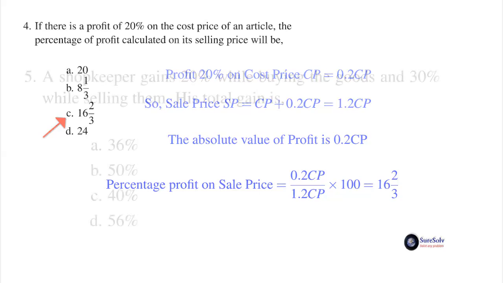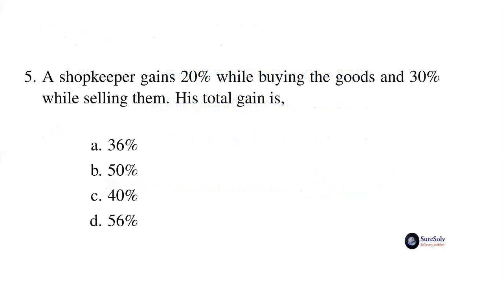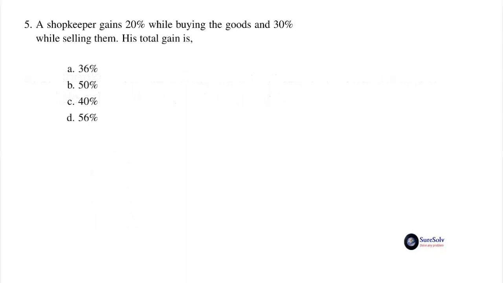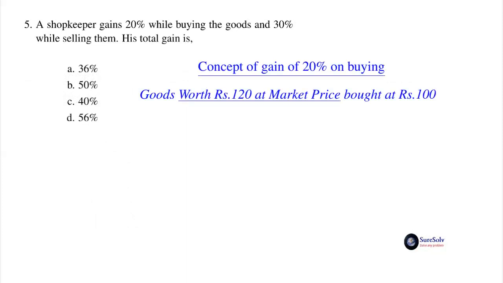The fifth problem now. The question says, find the overall gain if the shopkeeper gains 20% on buying goods and 30% on selling those goods. A little confusing, isn't it? Let's make it clear. For making a gain of 20% on buying goods, the goods worth Rs 120 at market price must be bought at the cost of Rs 100.